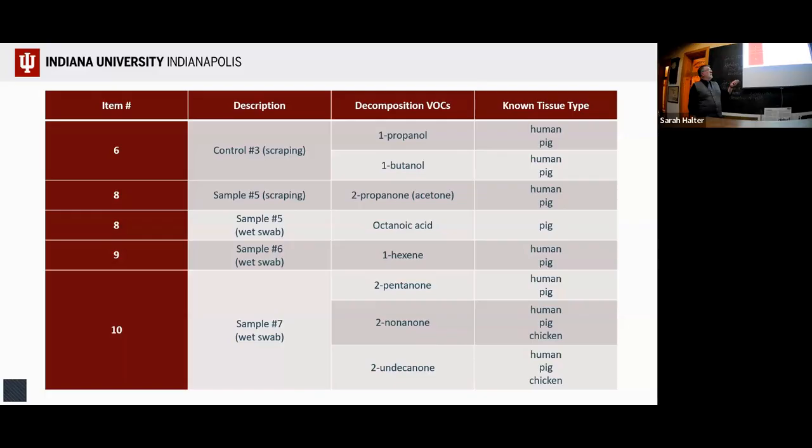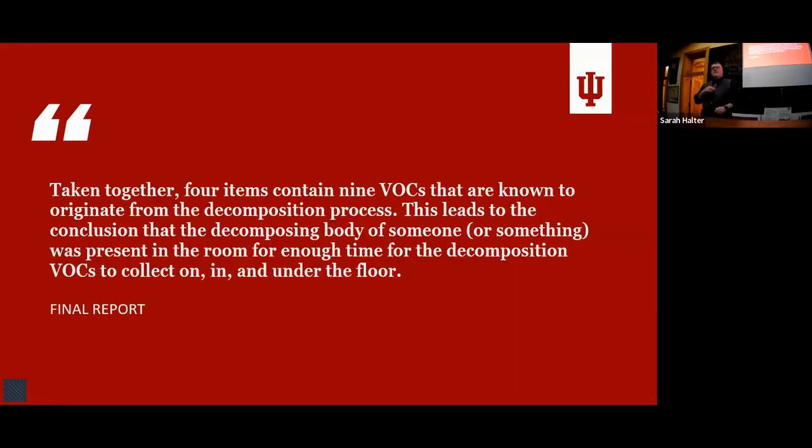And so you can list this all the way down. But taken together, the more we looked, the more we found. These VOCs just kept on popping up to the point where we came up with this wording in the report. Basically, taken together, we have 4 different items, 9 different VOCs that are known to come from decomposition. That leads to the conclusion that the decomposing body of someone or something, importantly, was present in the room for enough time for the decomposition VOCs to collect on, in, and under the floor.